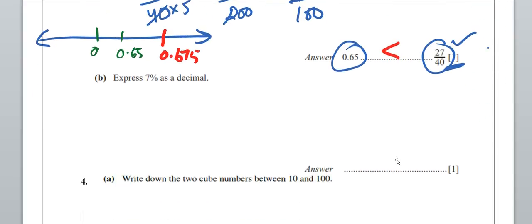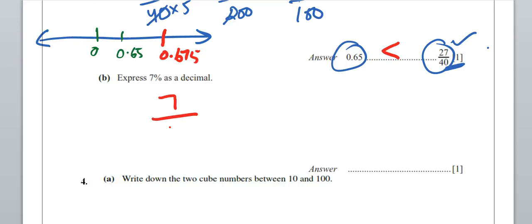Express 7% as a decimal. Again, the same question we have done before also. For 7%, to remove the percentage sign we must divide by 100, and there are 2 zeros here. The position of the decimal is right now here, so I will move 2 places, so it will be 0.07. So 7% as a decimal is 0.07.